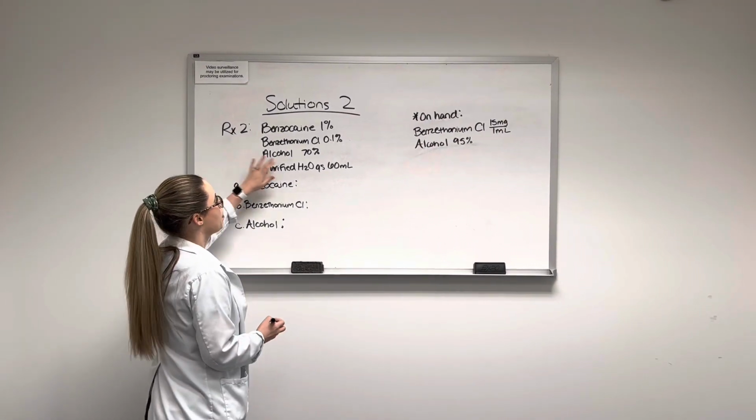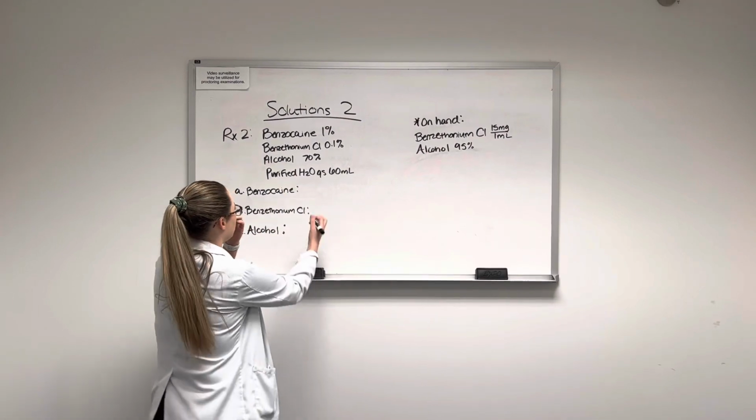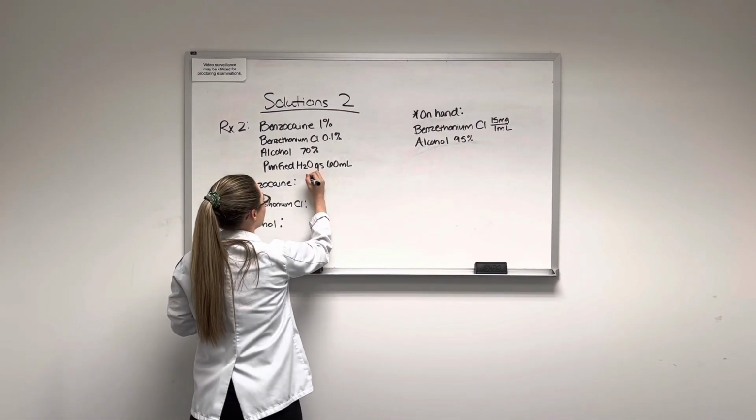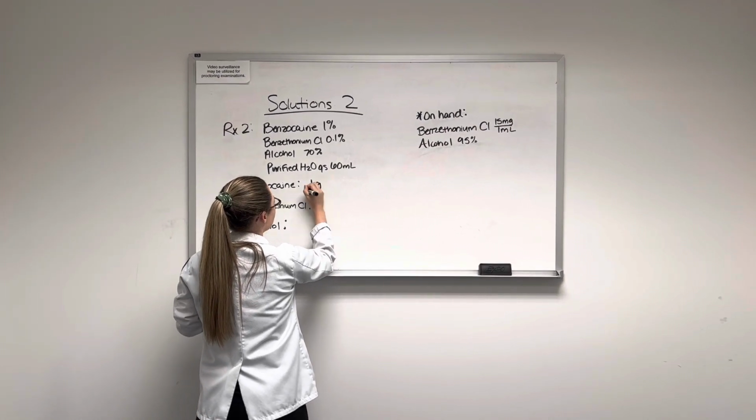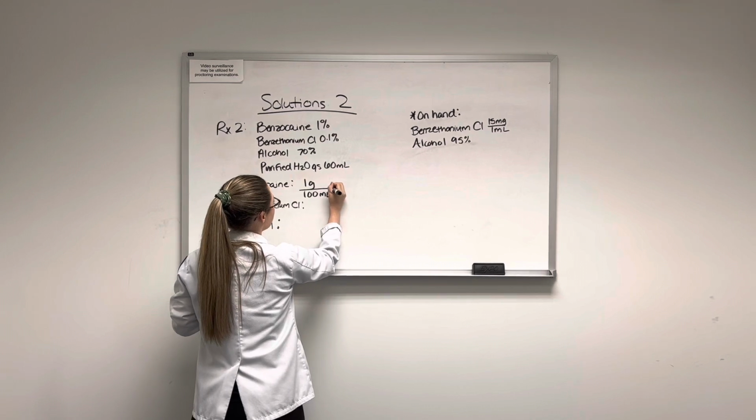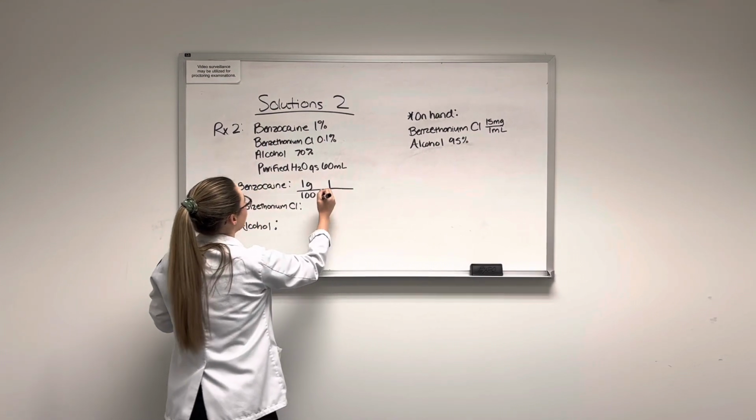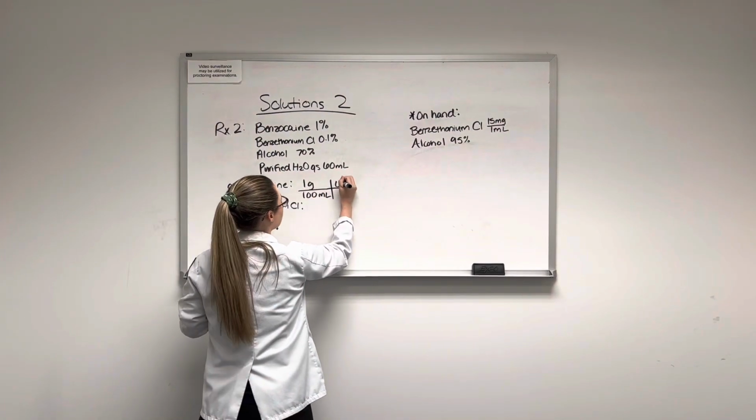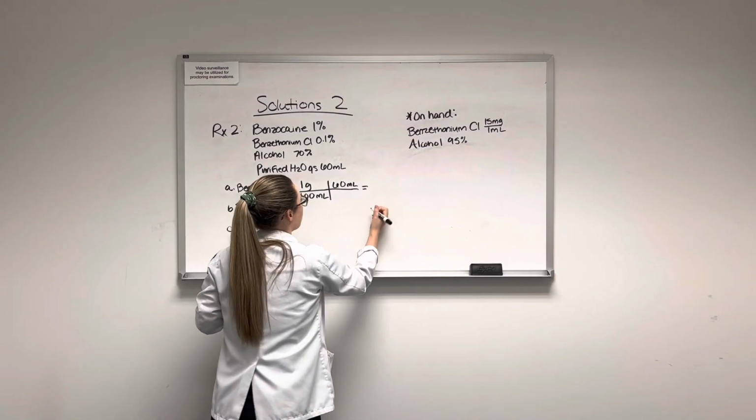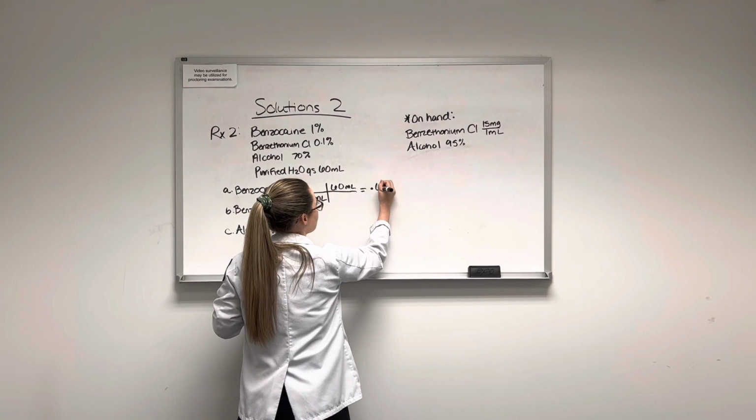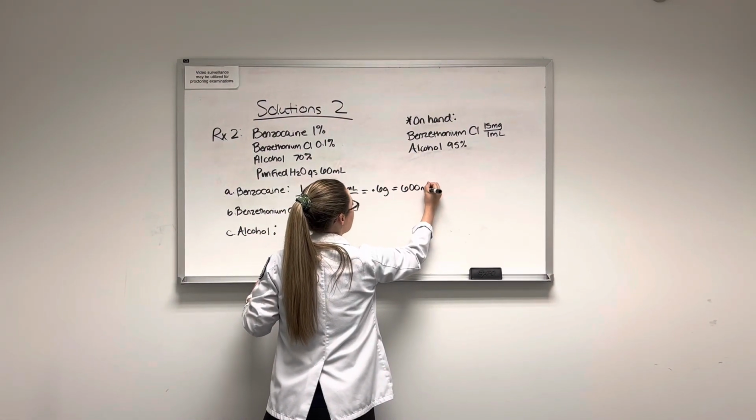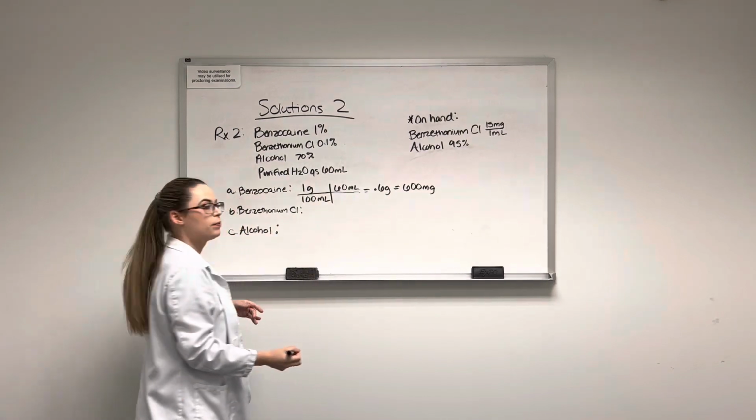To determine the benzocaine we need to measure, we know that 1% weight per volume means that we have 1 gram per 100 milliliters of solution, multiplying by our total volume of 60 milliliters. That would give us 0.6 grams or 600 milligrams of benzocaine to measure out.